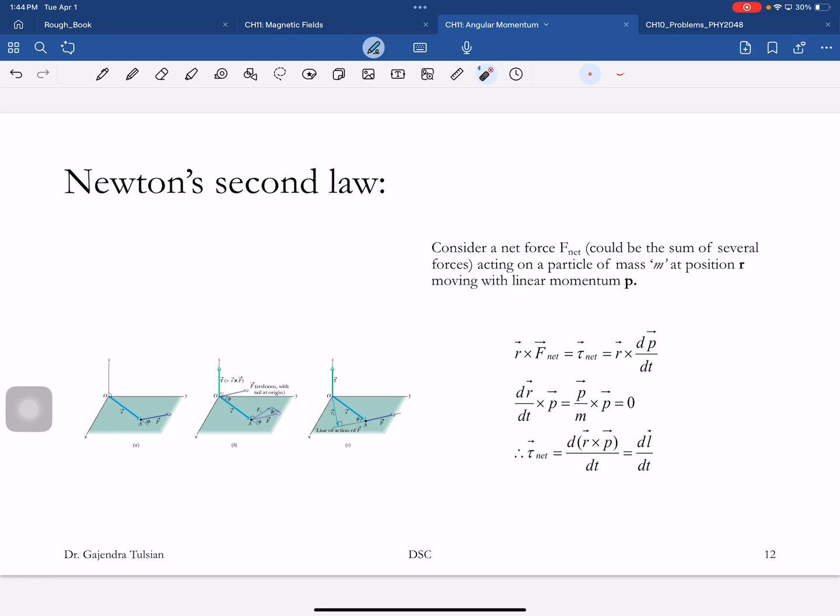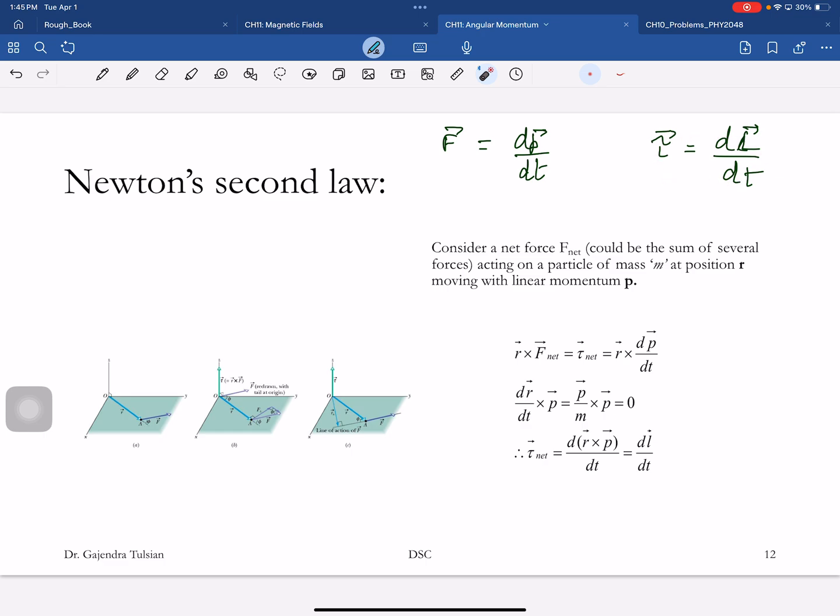So what this slide shows you is, remember Newton's second law for linear motion was dp by dt. What we're going to show is torque is dL by dt. For rotational motions, linear forces get replaced by torques. Linear momentum gets replaced by angular momentum. So it's the same formula applied for rotational motion. And we are going to show this derivation for a very simple case.